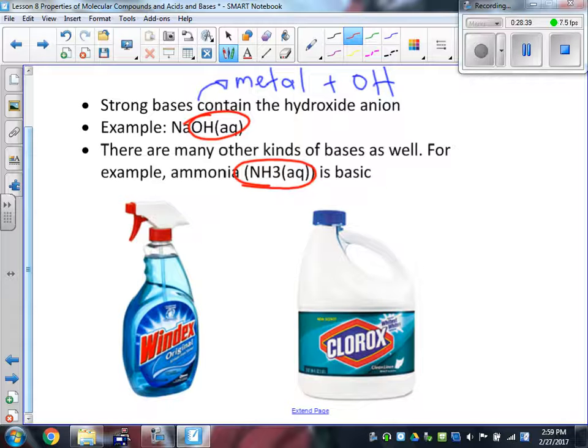Not ammonium, ammonia. Ammonia is what they use in Windex. You know when you spray Windex and you know that smell that you get? That's that clean smell or whatever. It kind of catches you in the nose, and that's ammonia. Okay? It comes in Clorox as well, bleach kind of thing. But that strong smell like that, that's the ammonia.